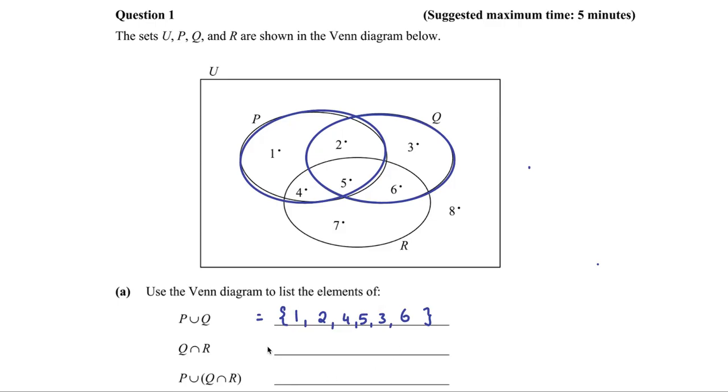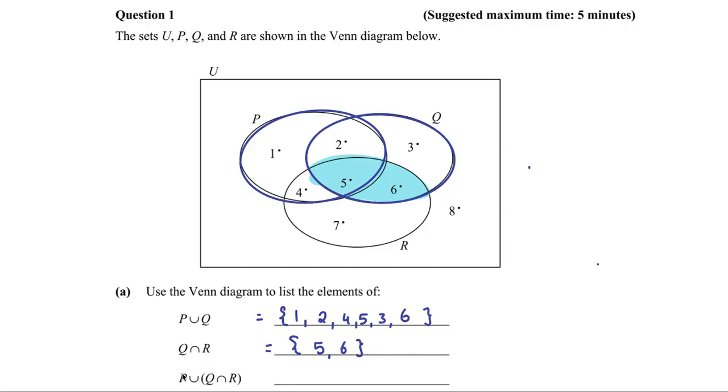The next one is the intersection. So the intersection between Q and R. So this is the circle Q. And where does that overlap with R? That's in this region here. So where are there numbers that belong to each one? So you've got this section. And you're going to then have simply two elements, 5 and 6.